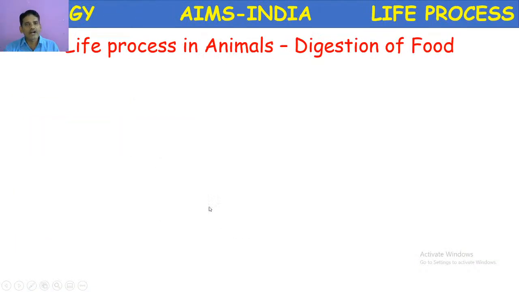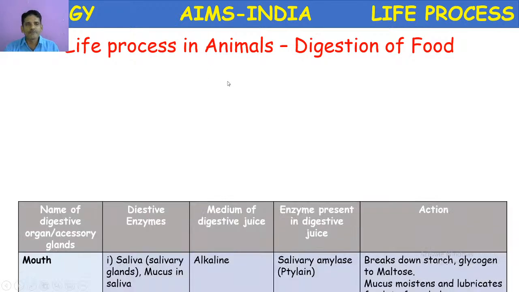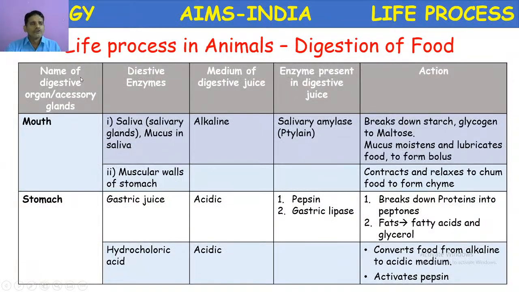So let us see how digestion takes place in the different parts of the digestive system of human beings. Here one chart is given, which indicates a simple concept of digestion in the different parts of our digestive system. The digestion begins in the mouth. Saliva is secreted by salivary glands. The enzyme present in the saliva is salivary amylase. It is alkaline in nature, somewhat basic.